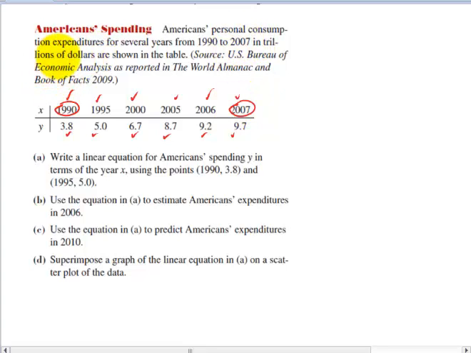The dollar amounts are in trillions of dollars, so this represents like 9.7 trillion. And what they want us to do is write a linear equation using two specific points of data, the 1995 point and the 1990 point. And then they want us to estimate the expenditures for the year 2006. Okay, so that's part B. And then they want us to predict the expenditures for 2010. And then they want us to superimpose the linear equation on a scatter plot.